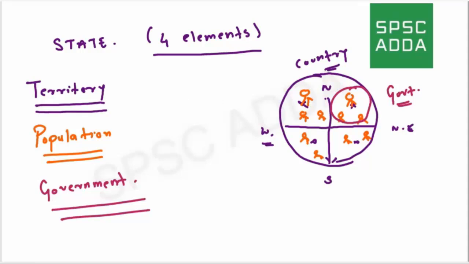Revaj has answered already. I have given already the answer. It is sovereignty. Sovereignty simply means freedom. Okay, I'll further elaborate it later. So have you understood the four elements of the state?